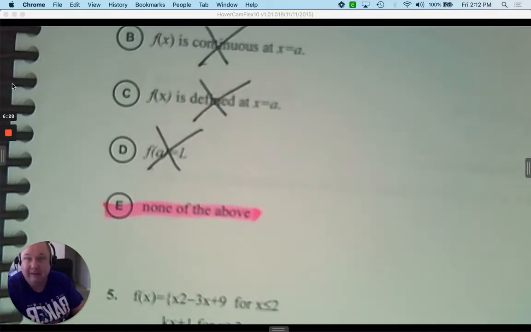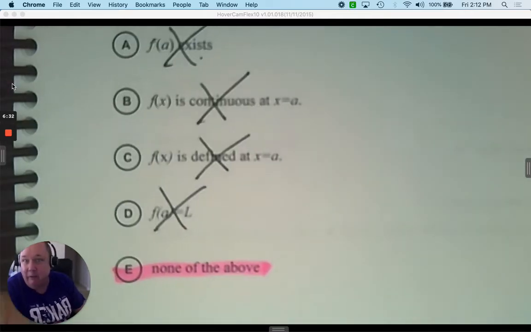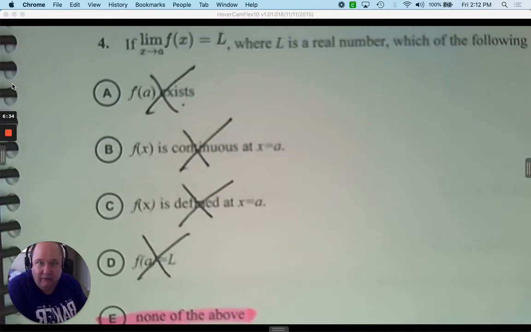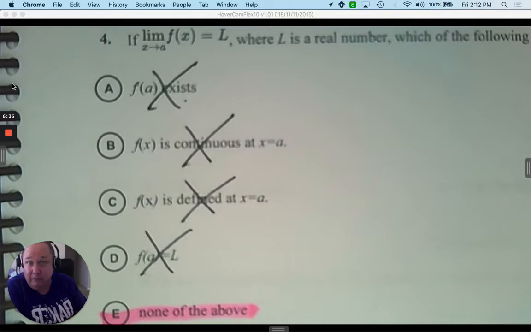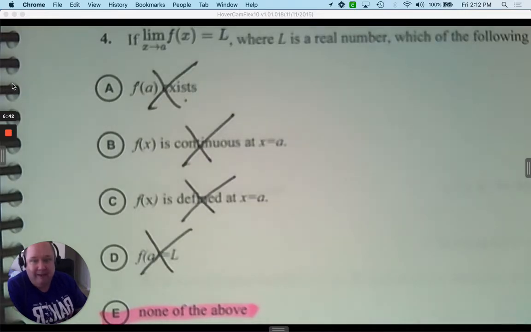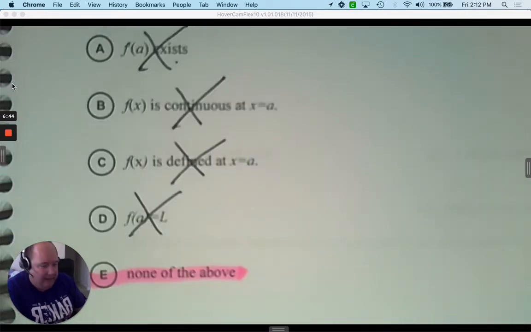So if the limit exists, there may not be a value there. There might be a hole there. Look at each one, and do you understand what it is as it is approaching? When you get there, it may equal that number or may not. There might be a hole. It doesn't matter at that point. So the answer to number 4 is none of the above.